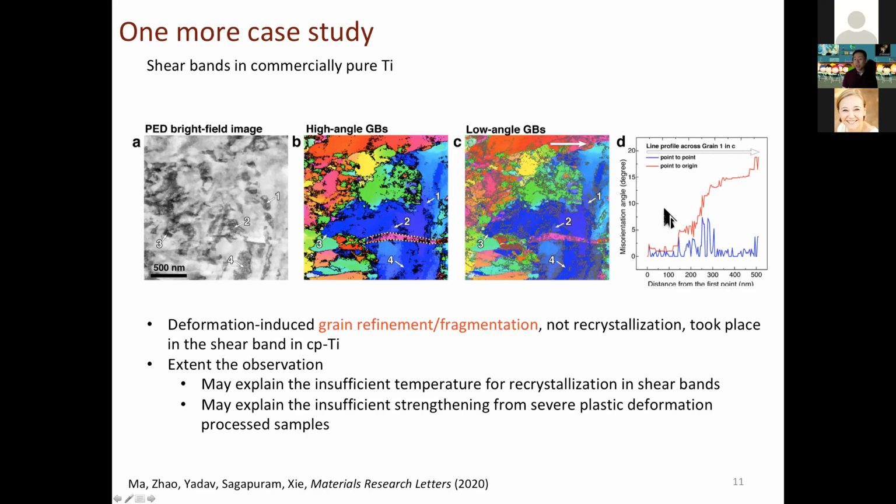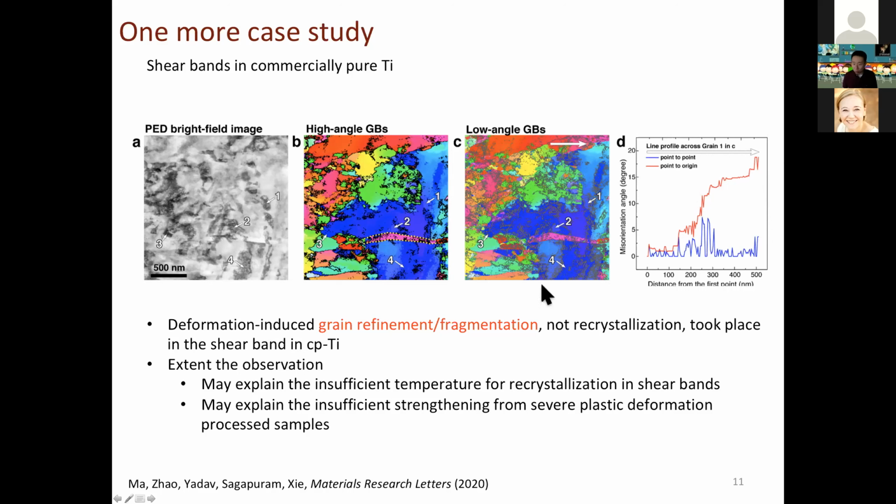Point to origin misorientation is 1 to 0, 2 to 0, 3 to 0, 4 to 0. And it's only about 500 nanometers, and the misorientation can be as large as 20 degrees. What this tells us is, although individual sub-grain boundaries give you a small angle of misorientation, this effect stacks up. It will accumulate and eventually lead to a much larger misorientation, even in the same grain.